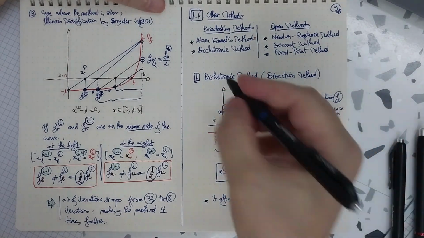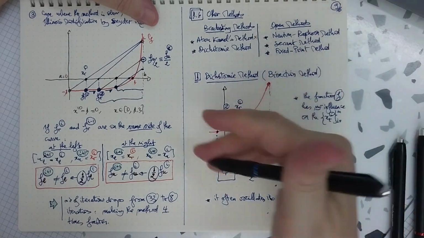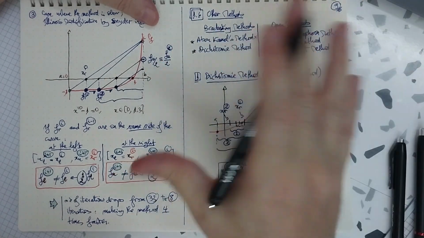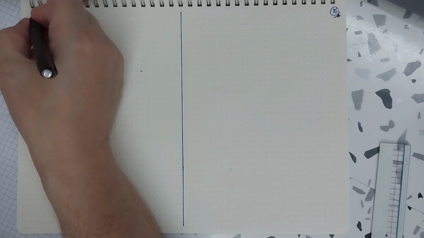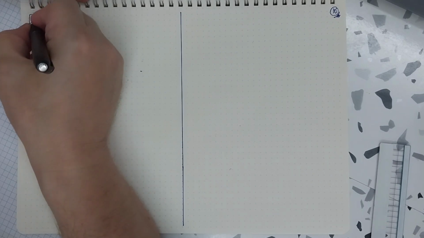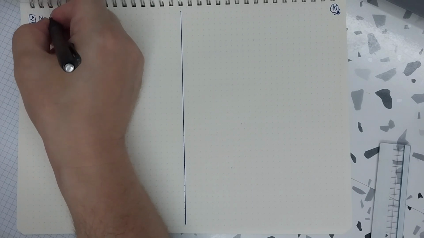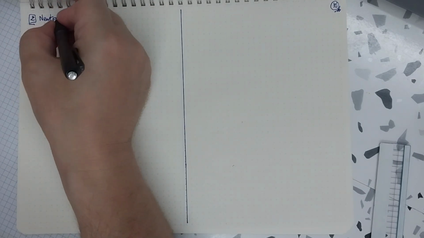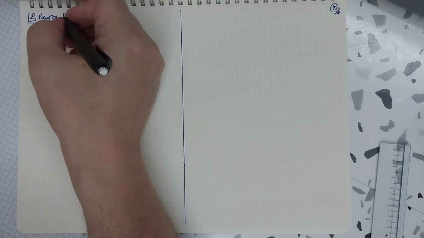That's it for the dichotomy method. We will not see an application or an algorithm, just an overview. So let's see the Newton-Raphson method. This is also a very important method, but it also has important pitfalls.